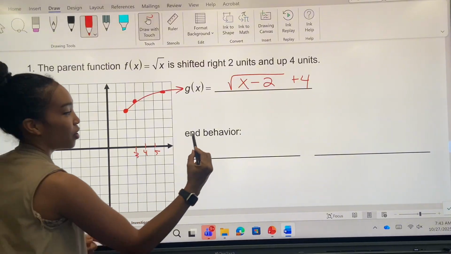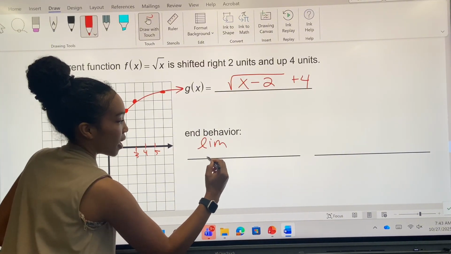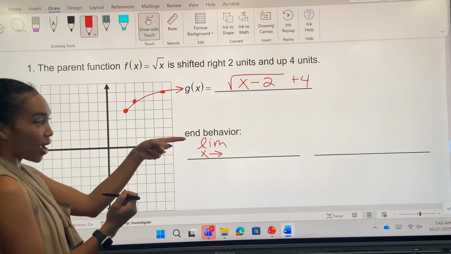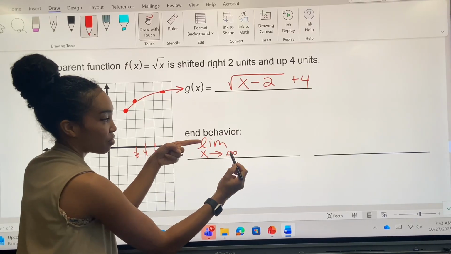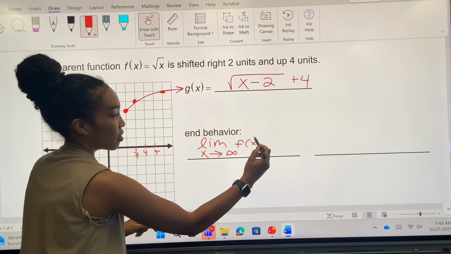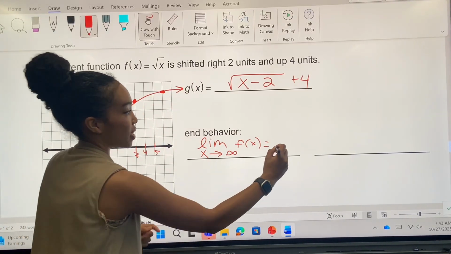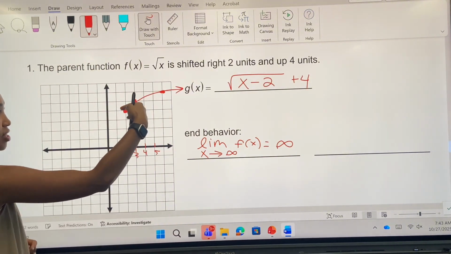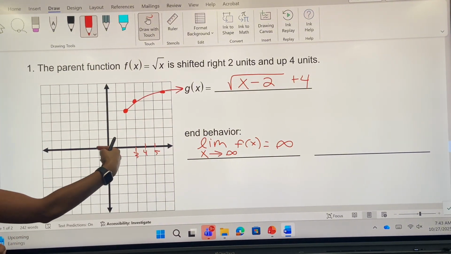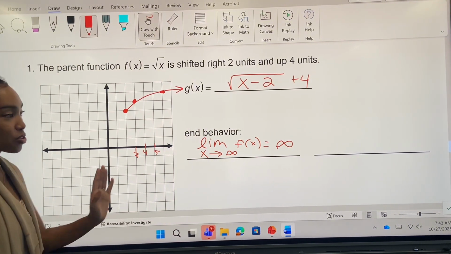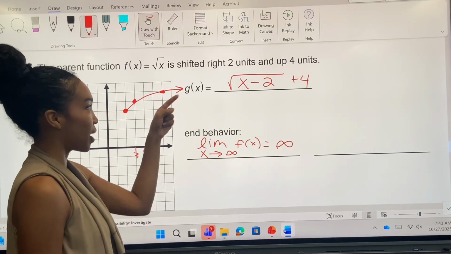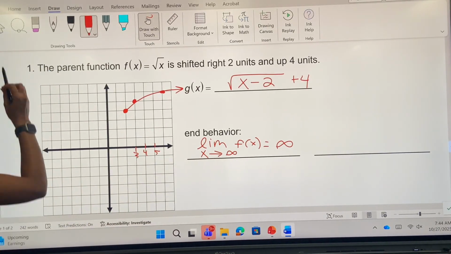Your end behavior, you always write it like this. As x's go to the right, as they get bigger to infinity, your graph is also going up. So that's infinity. And it doesn't go to the left. X's don't go past 2. So there's no left end behavior. There's only a right end behavior. Okay, so that's your first one.